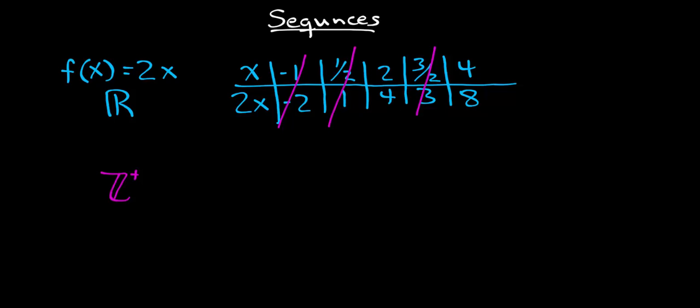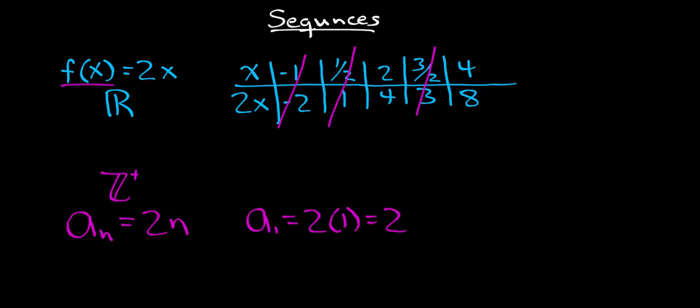Now, usually, we're not going to write a sequence using this type of notation, f of x. Usually what we'll do is use a sub n or b sub n. Usually it's a lowercase letter, a, b, c, and we use a subscript. So instead of saying f of x equals 2x, we might say a sub n equals 2n, like that. And then we can evaluate this function. What happens when I plug in a 1? Well, a sub 1 equals 2 times 1, which equals 2.